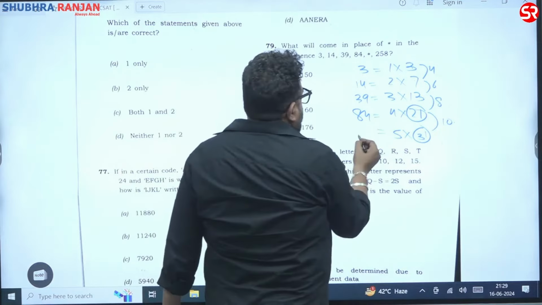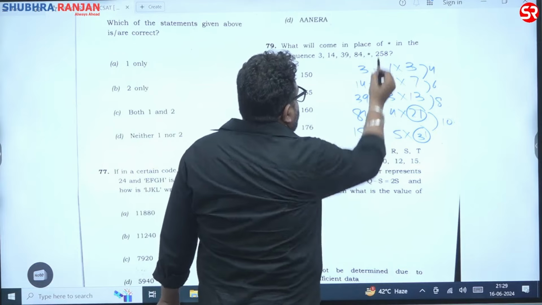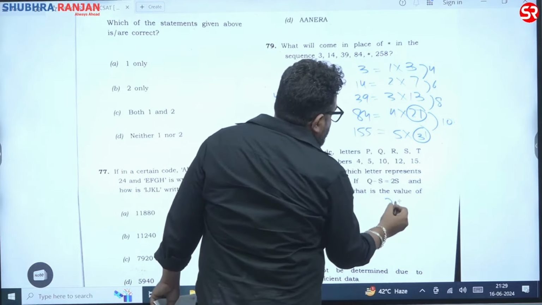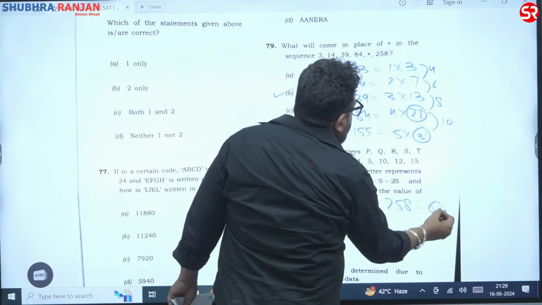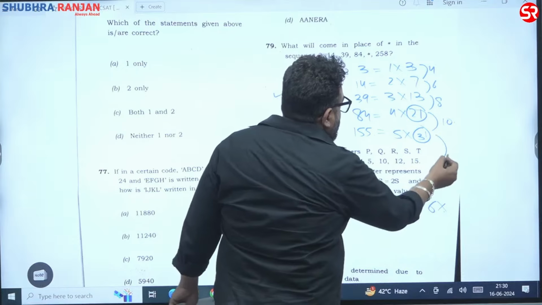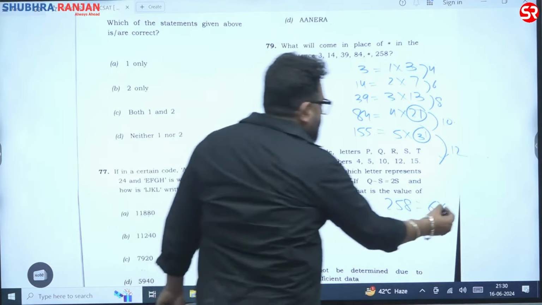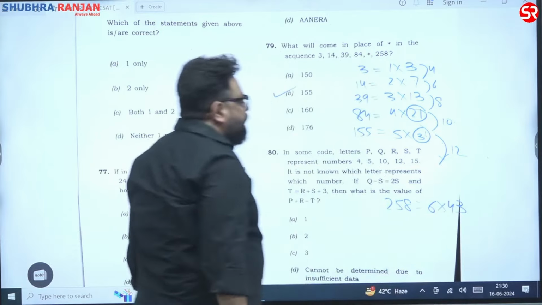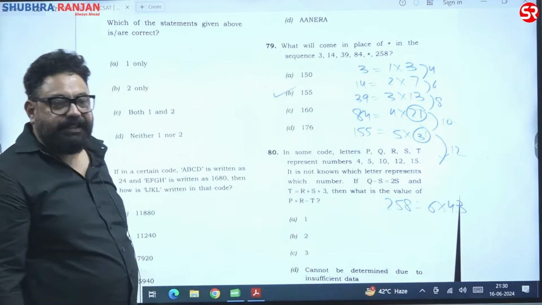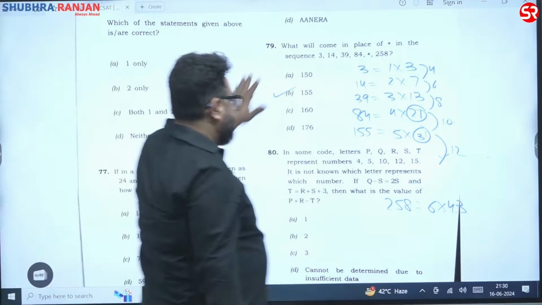Let's just check out 258 also. What is 258? Is it 6 into, no, the difference is, this is 12, isn't it? So 31 plus 12 comes out to be 43. And just check, 6 into 43 definitely is 258. It will work, guys, it will work.